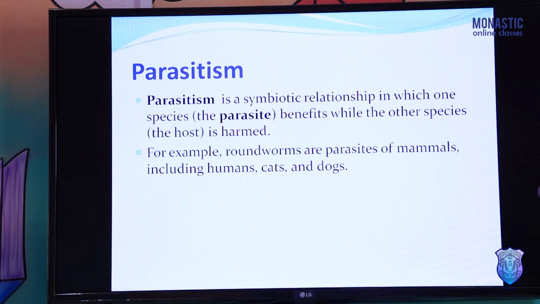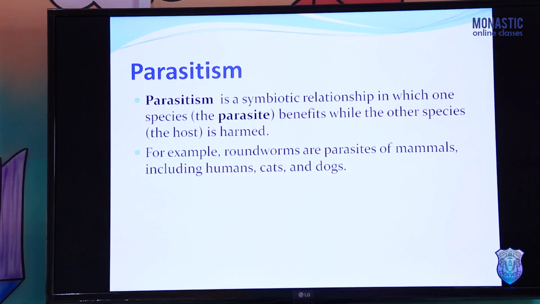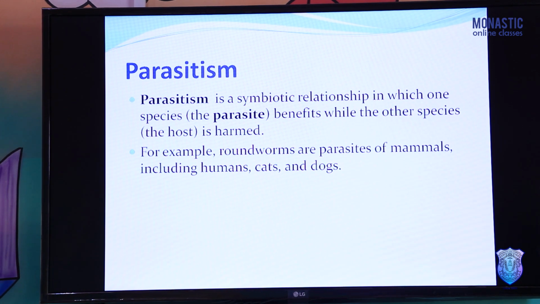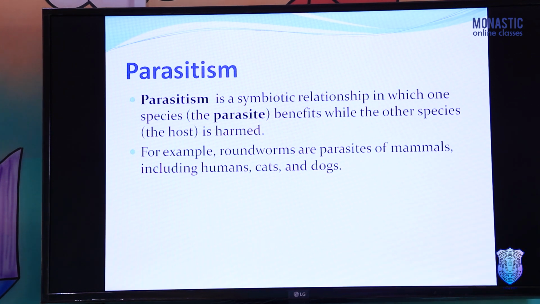Now parasitism. As you know, when a living organism feeds upon another living being, it is known as parasitism. It is also a type of symbiotic relationship in which one species, the parasite, benefits, while the other species, the host, is harmed. So one is benefited and another is harmed. For example, roundworms are parasites of mammals, which are also found in our intestine, and get our ready-made food from the intestine and also suck blood from our intestine.